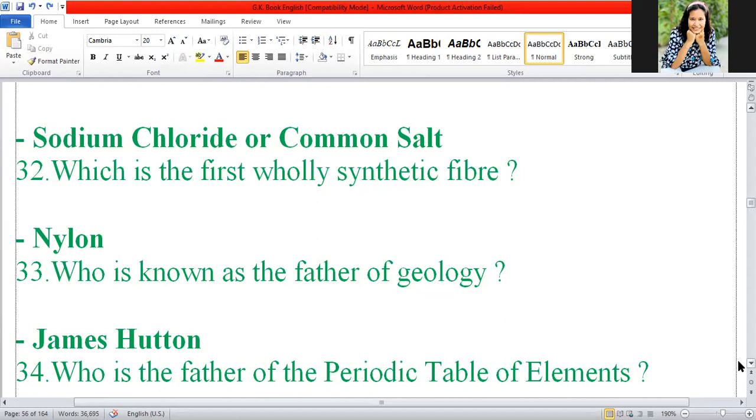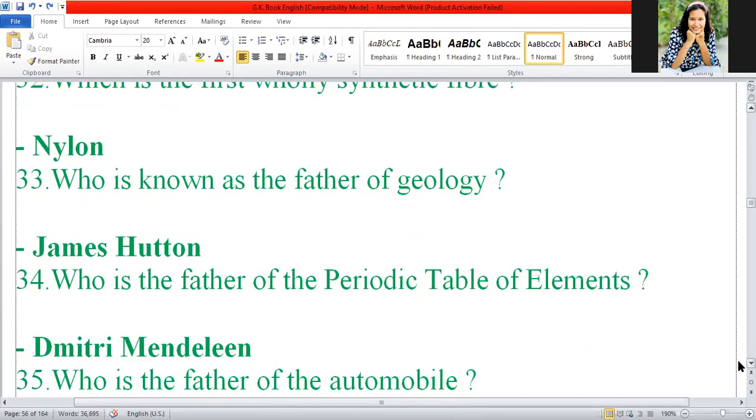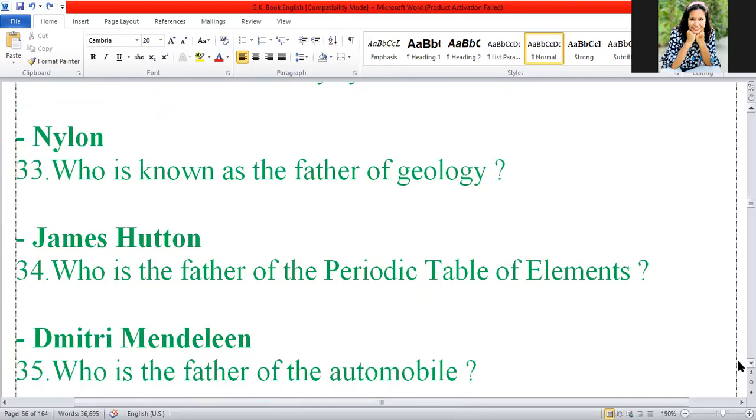This is question number 34. Who is the father of periodic table of elements? Mendeleev. Yeah, Anish, what did you say? Mendeleev. Anish and Umesh, congratulations to you both. The full answer is Dmitri Mendeleev.